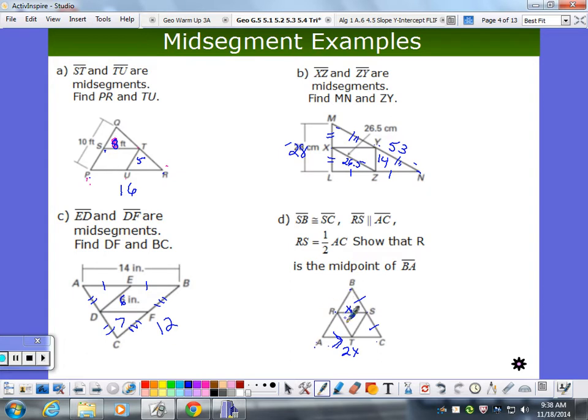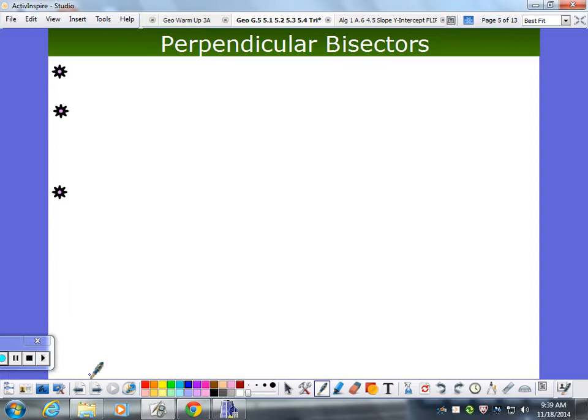Yes, because remember that was an if and only if. Since this is half the length and parallel, then this is a midsegment. If it's a midsegment, then this has to be a midpoint. That's the rule with midsegments. Okay, midsegment done. One down, we have 2 more to go. We're going to look at perpendicular bisectors. At least this one I think we're a little bit familiar with.